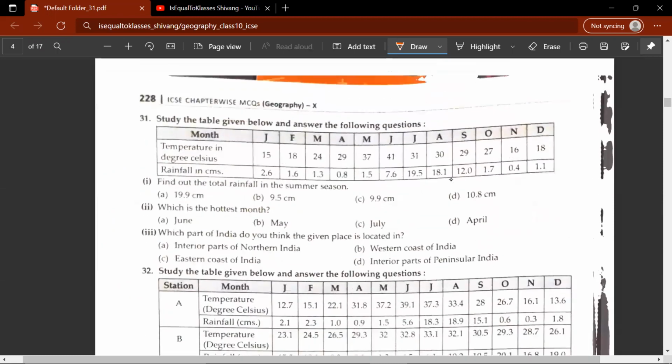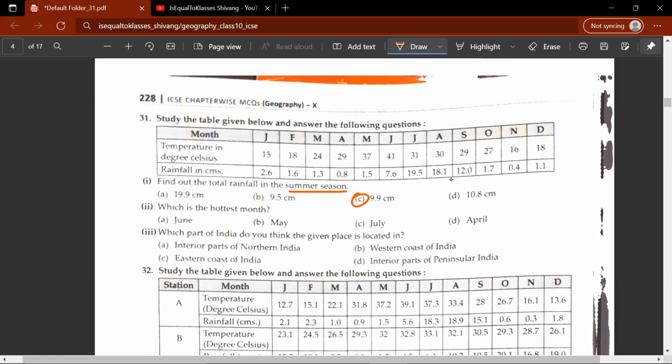Okay, so let's move on. 31st question. Study the table given below and answer the following questions. Find the total rainfall in the summer season. So the correct answer will be C. You have 9.9 centimeters. So which is the hottest month? Hottest in the sense it refers to the temperature.